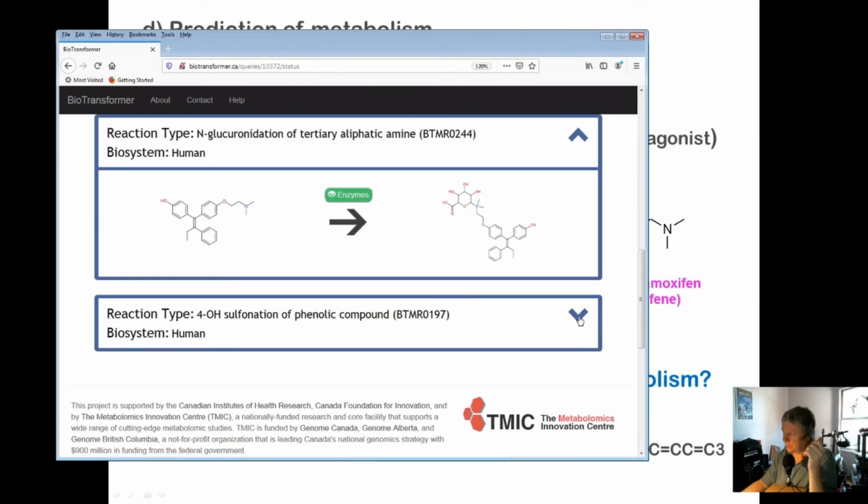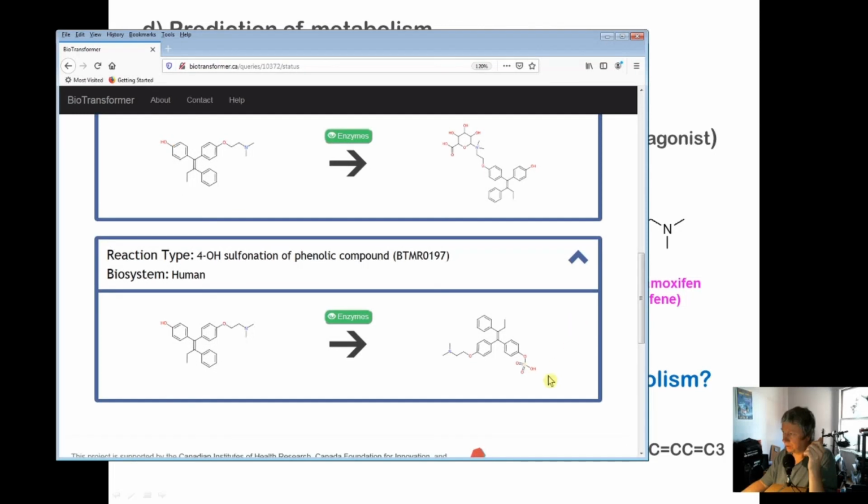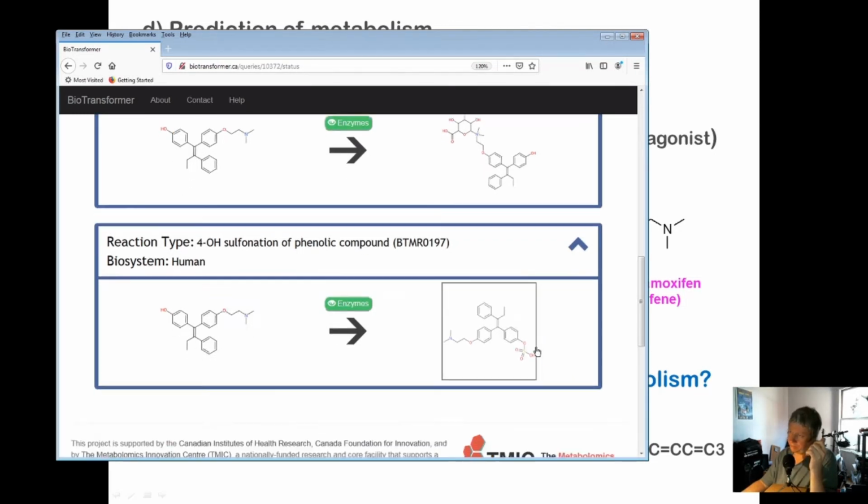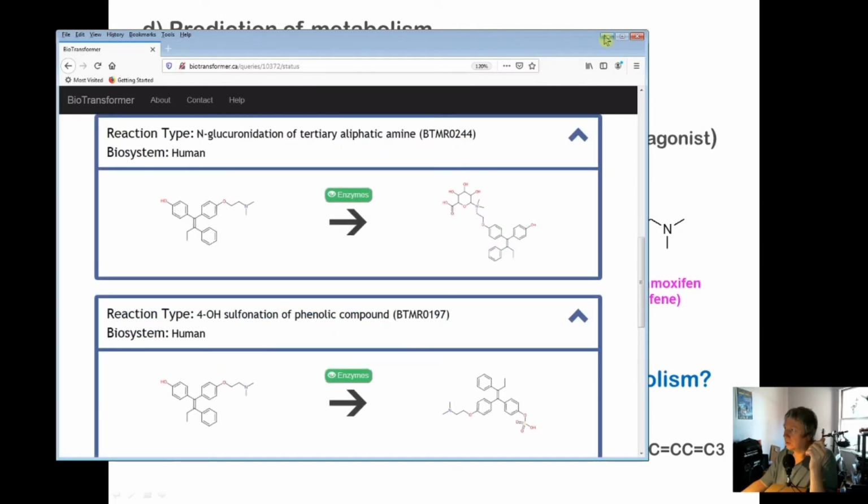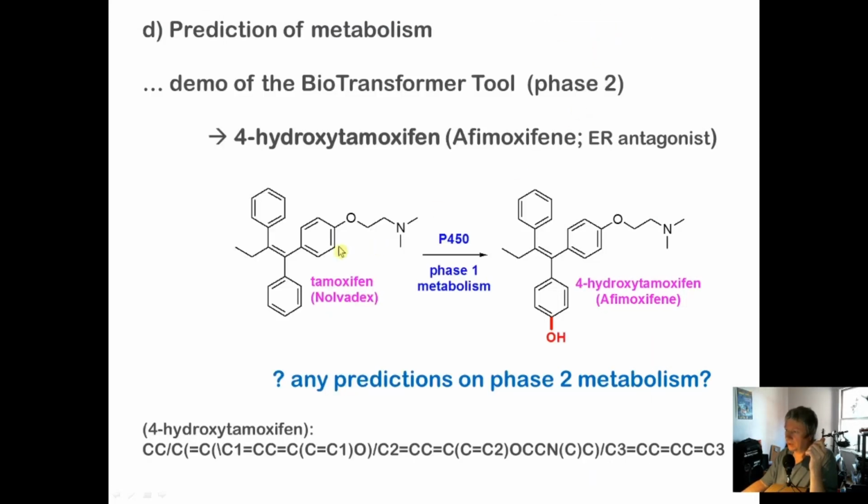So kind of the same way that Tylenol was also sulfonated on the phenol. Okay, so that was pretty cool. So that's an example of the BioTransformer tool.